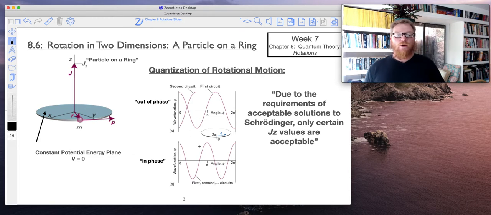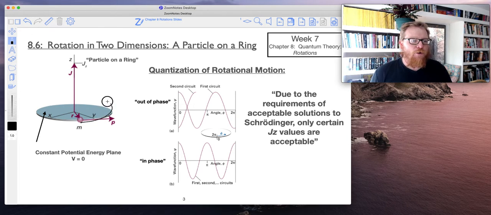How to quantize this, how to make this acceptable for quantum mechanics. So we have what's called out of phase rotation and in phase rotation. So if I look at the out of phase rotation, for example, suppose on my first circuit, imagine I'm taking my particle right round.